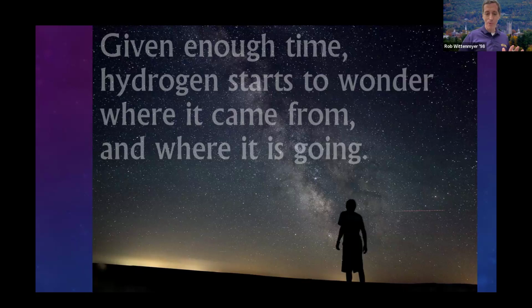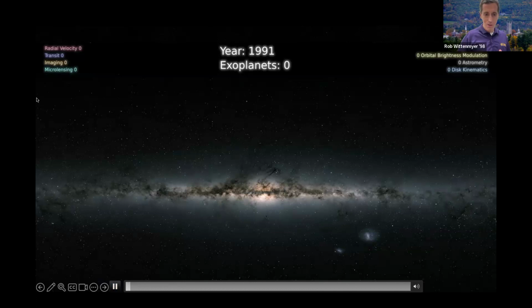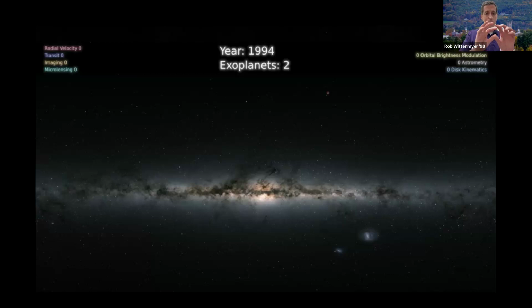So let me show you this short video. This is showing us a map of our galaxy and where all the planets are that we know about so far. The sound relates to the orbital period of the planet. How long does that planet take to go around the sun? Higher the pitch, shorter the period.